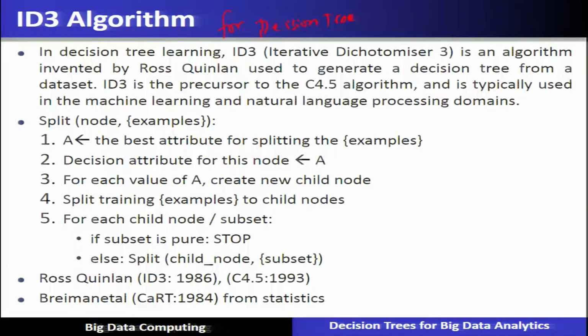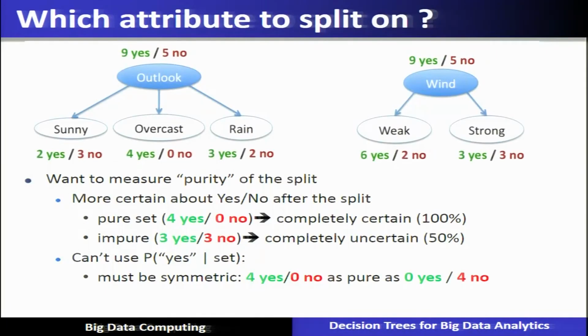Now, Ross Quinlan gave ID3 in 1986 and also C4.5 in 1993, and Breiman has given CART in 1984 from statistics about this decision tree algorithm.